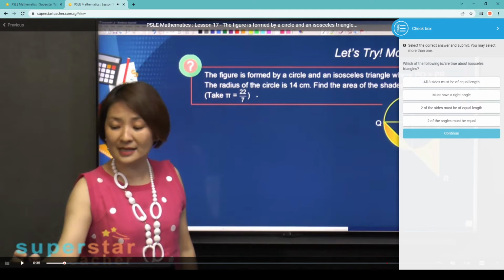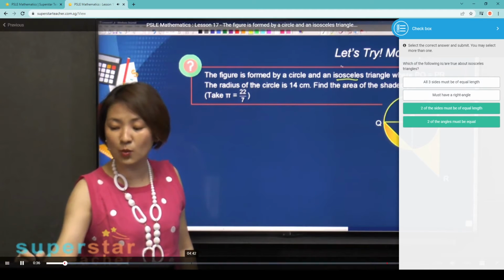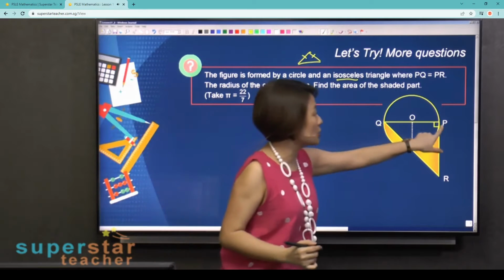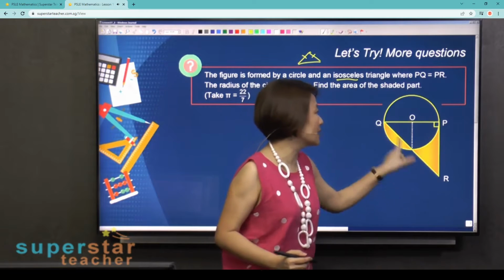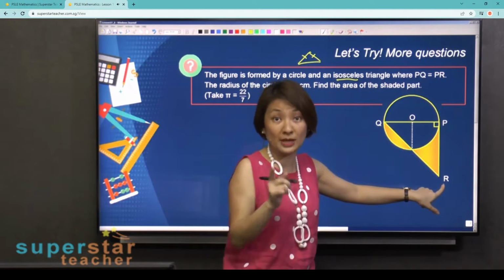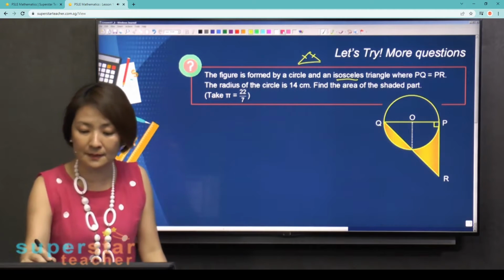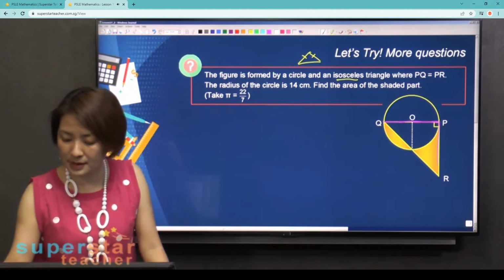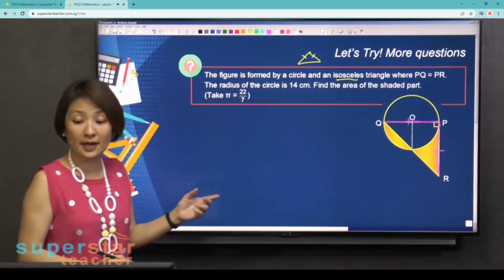An isosceles triangle is one where you have two of the sides that are equal. So this is a triangle, and where is the equal part? Is it this and this, or this and this? Well, the question tells you, if you read carefully, they say PQ is equal to PR. PQ is here. And then they say PR. PR is here. Alright? So this is equal to this. That's the isosceles triangle.